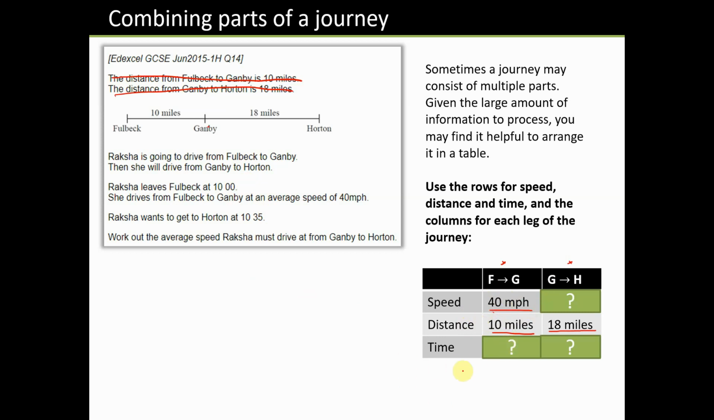So straight away I can think, well, I can find the time here because I've got speed and distance. We know that speed equals distance over time, so the distance is 10 miles and the speed is 40. So that's going to be 0.25 hours. Our answer is going to be coming back in hours because we've got miles per hour. And 0.25 hours, well, that is 15 minutes. So if I click that, quarter of an hour, 15 minutes.